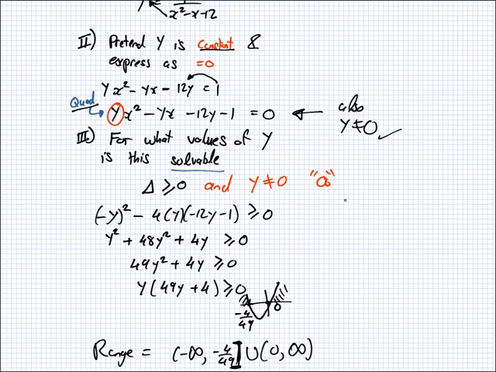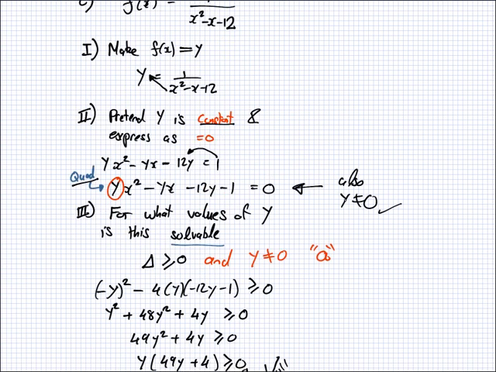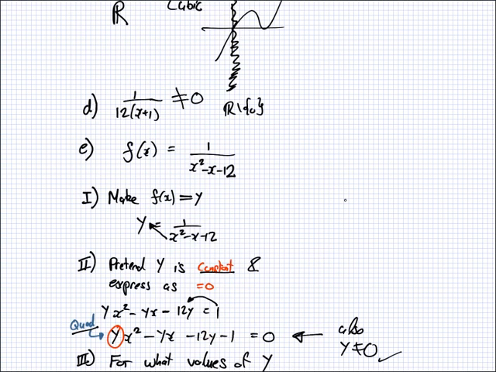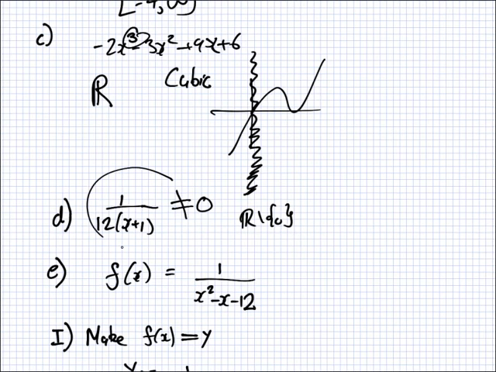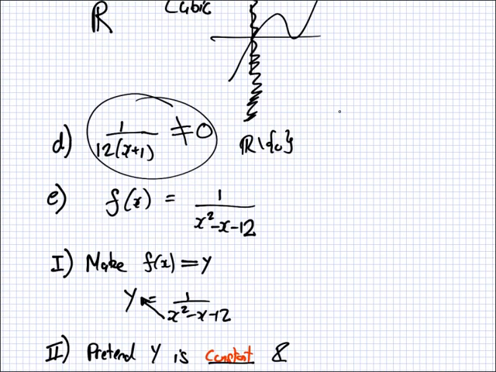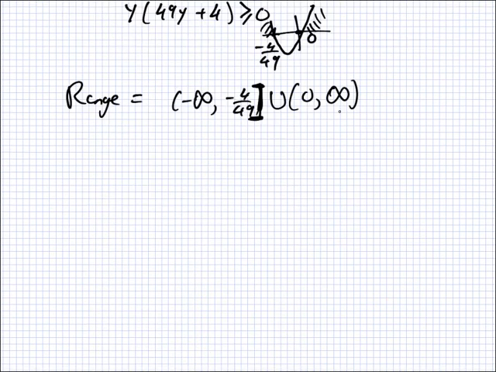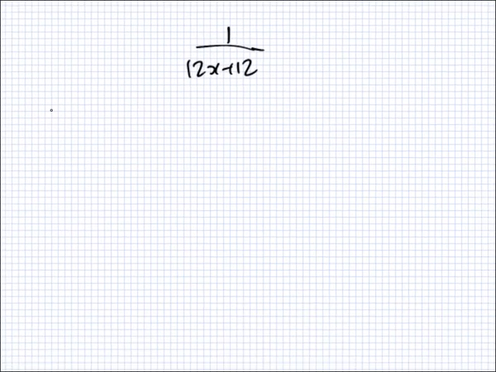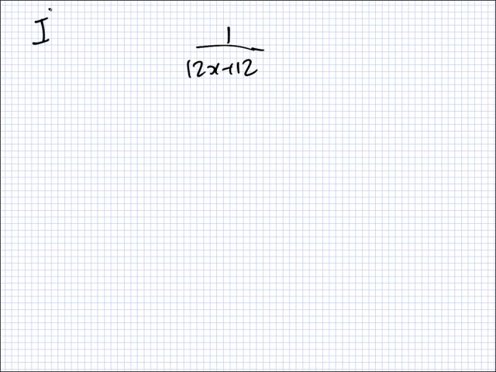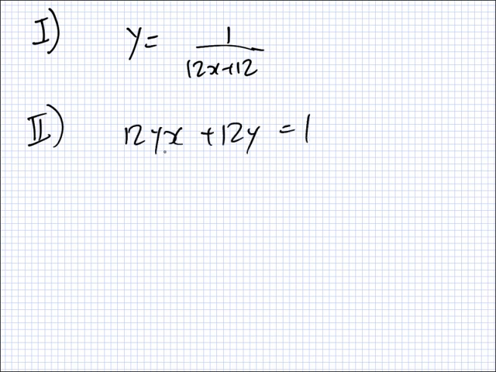Okay. Now, what I want to do is just go back to the last example. This one here. Let's do this example. So let's say I had 1 over 12x plus 12. Let's use my same method, okay? Step 1, you make y equal to this. Step 2, you get 12yx plus 12y equals 1.